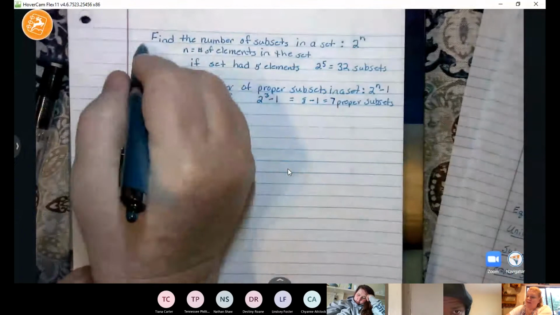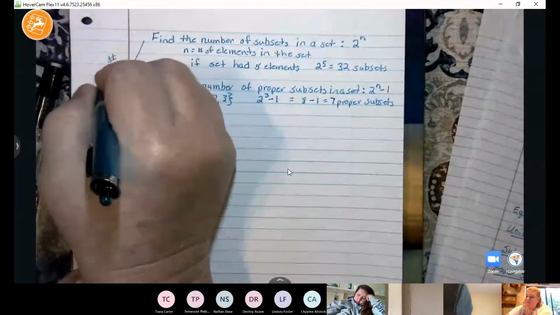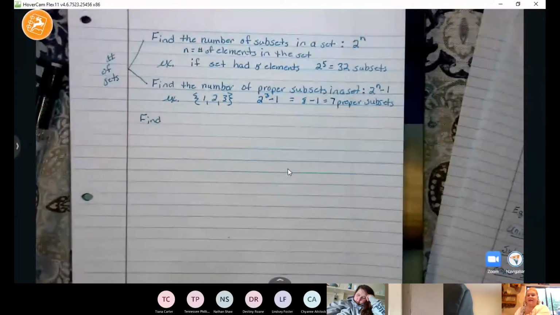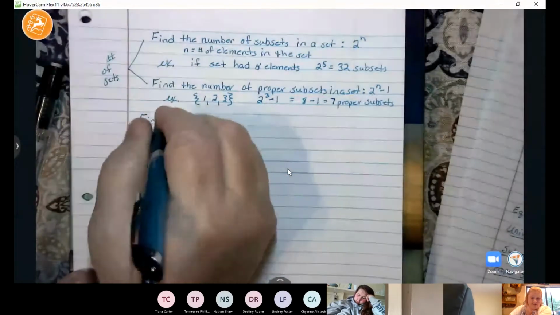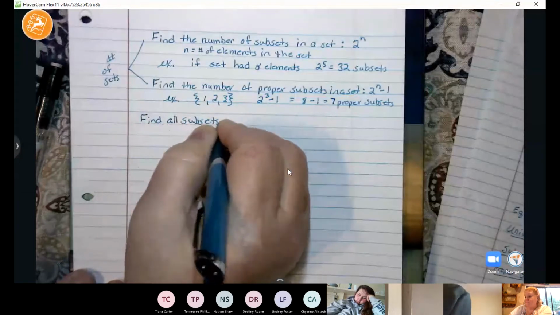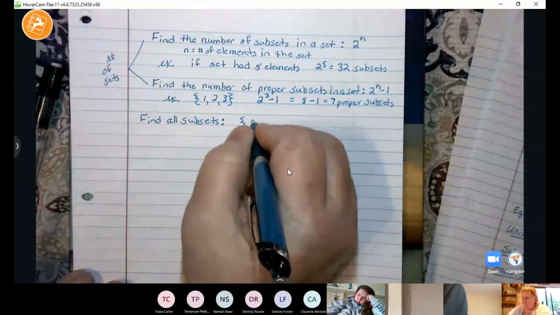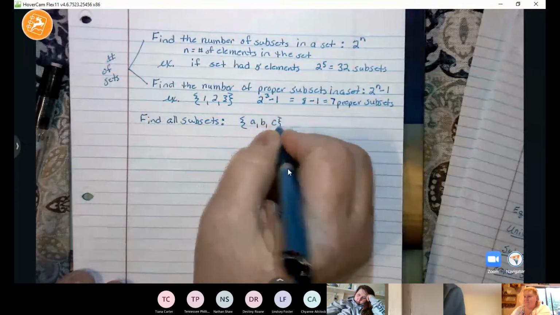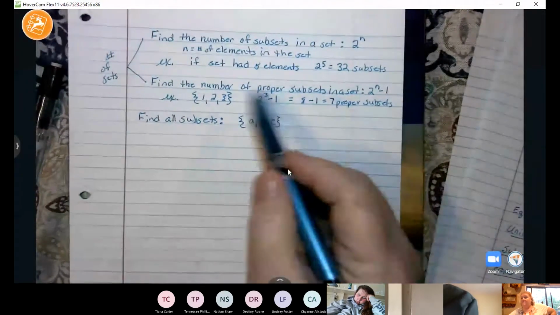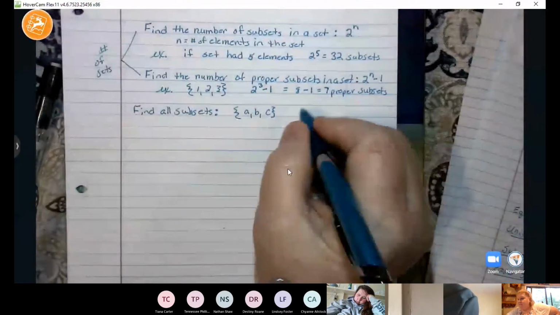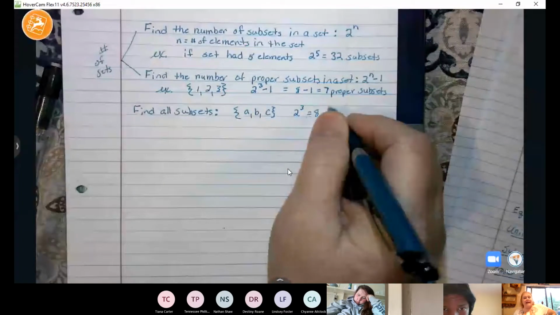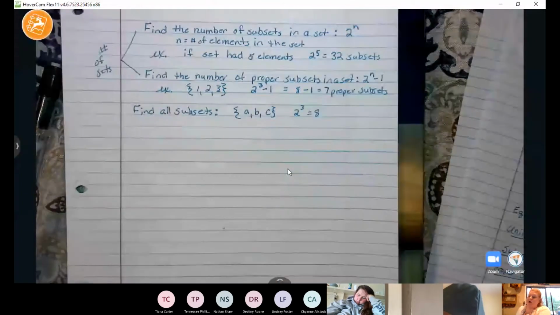Now this is just finding the number of sets. That's how you find the number of sets. To find the actual sets, well, we have 3 elements. So if I wanted to find all the subsets, that means I would have 2 to the 3rd power, or 8. I need to find 8 subsets to find them all.